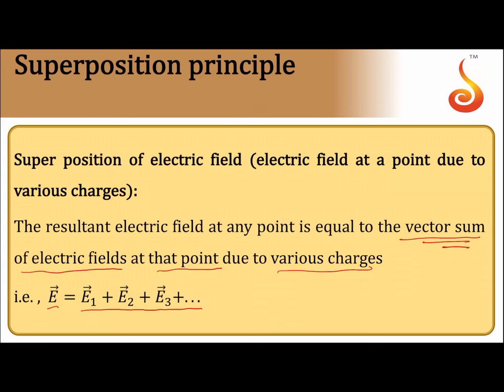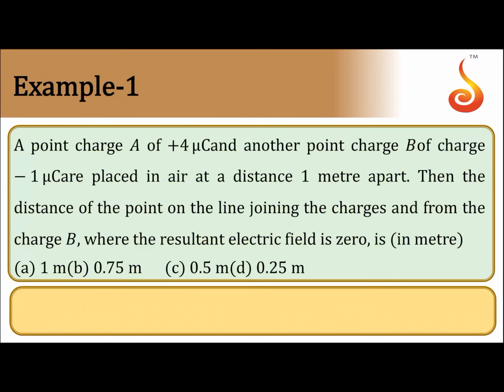So to understand this, let us consider a problem. A point charge A of plus 4 microcoulomb and another point charge B of charge minus 1 microcoulomb are placed in air at a distance 1 meter apart. Then the distance of the point on the line joining the charges and from the charge B where the resultant electric field is 0 is in meters. Options are 1 meter, 0.75 meter, 0.5 meter, 0.25 meter.